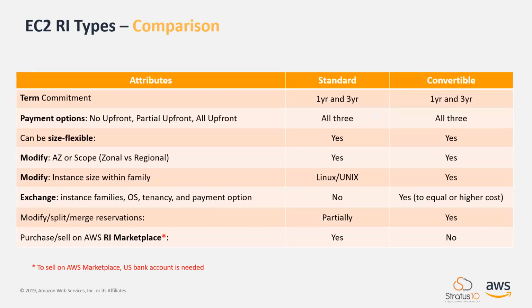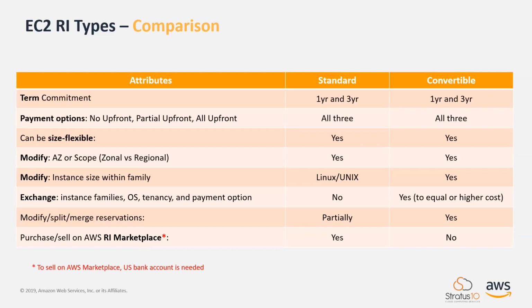Okay, so looking at the comparisons here, both can be purchased for 1 to 3 year commitments. Regional RIs provide AZ and instance flexibility, which again only applies to Linux and Unix with shared tenancy. Both types of RIs, whether purchased in a specific AZ or regional RIs, do not have reserved capabilities. Some attributes can be modified throughout the term, such as AZ or scope, moving RIs between AZs within a region. However, the region cannot change.